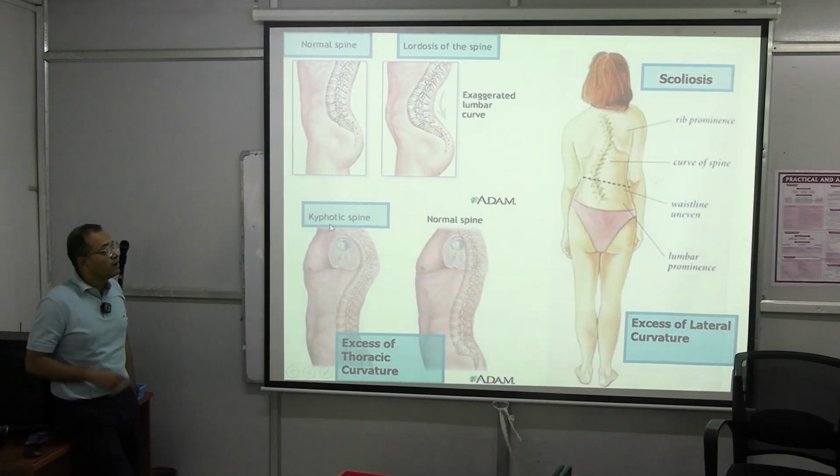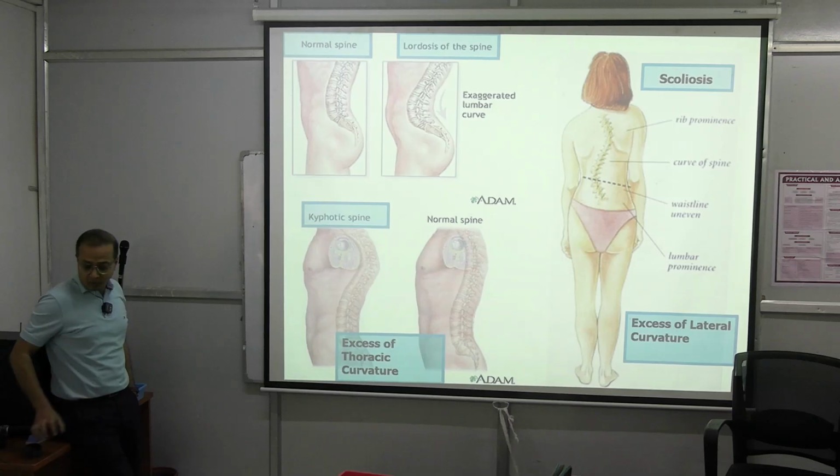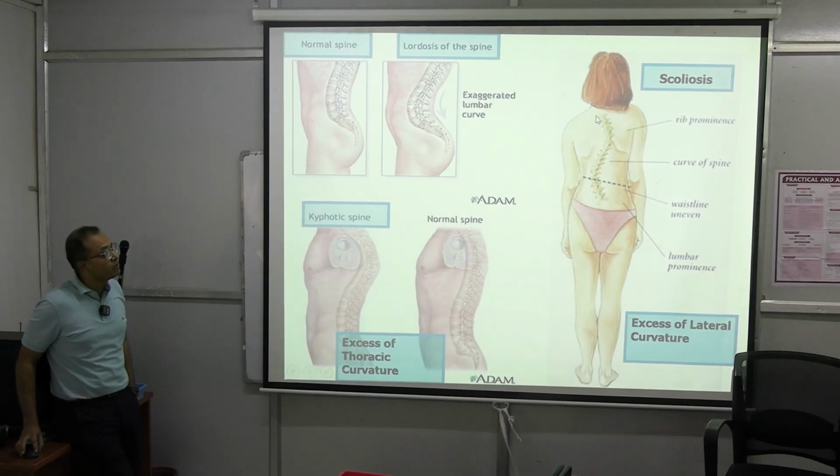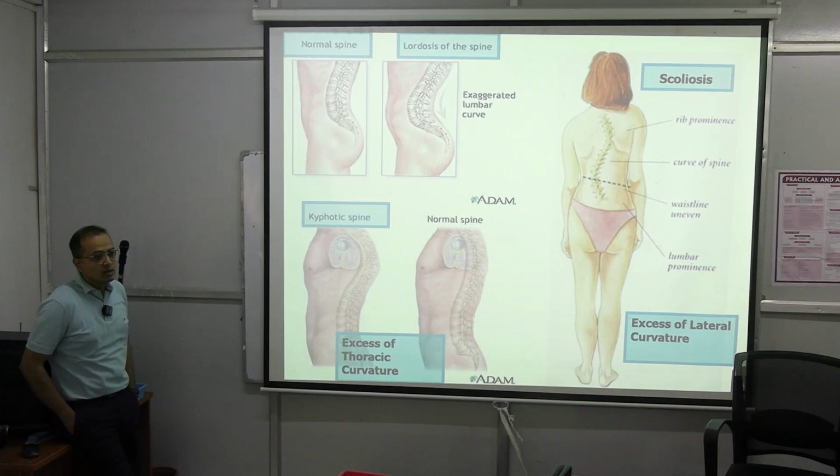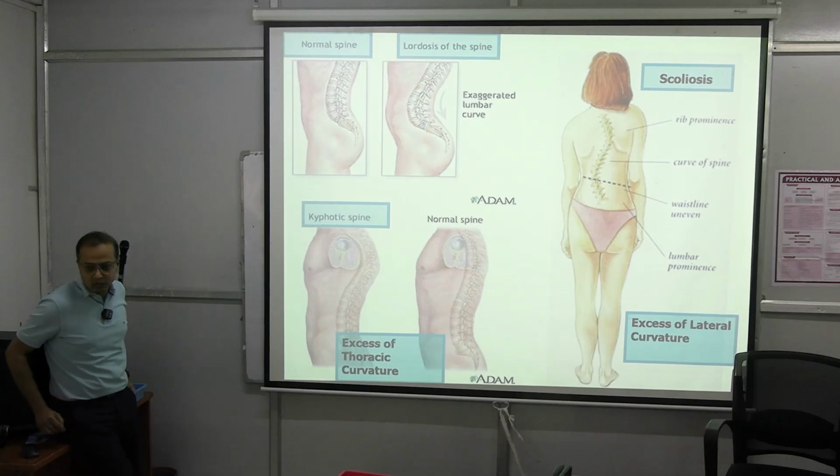Apart from that, we may get a side curvature, which we call scoliosis, an S-shaped bend. You see that? Normally the curvature is in the midline, but this particular curvature is deviated from the anterior-posterior direction, so it moves right and left. This kind of curvature we call scoliotic curvature, which has an excess lateral curvature that was not normally there. So, an excess thoracic curvature and an excess lateral curvature we call kyphosis and scoliosis.